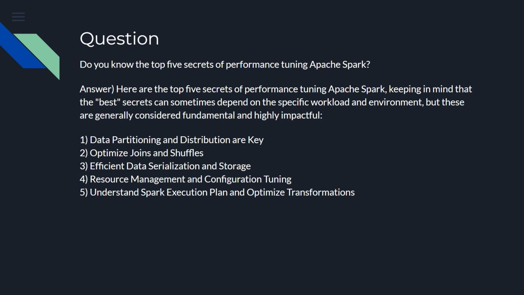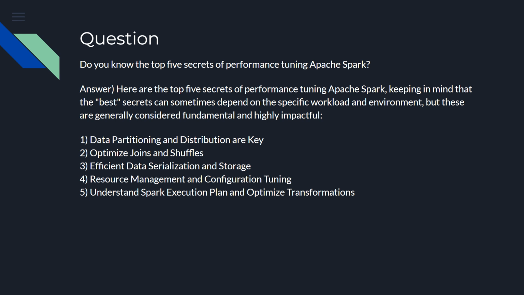First one is data partitioning and distribution are key. This is arguably the most crucial aspect of Spark performance tuning. Spark operates on distributed data, and how the data is partitioned across the cluster significantly impacts processing speed. Right number of partitions. Having too few partitions can lead to underutilization of cluster resources, while having too many can result in excessive task scheduling overhead.